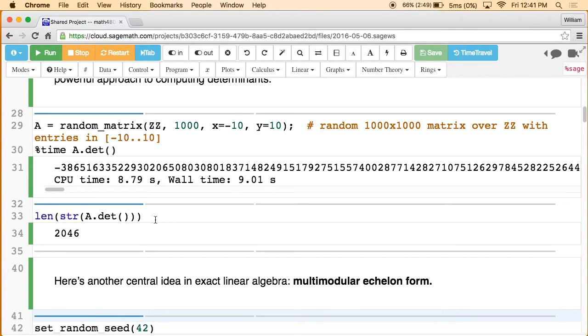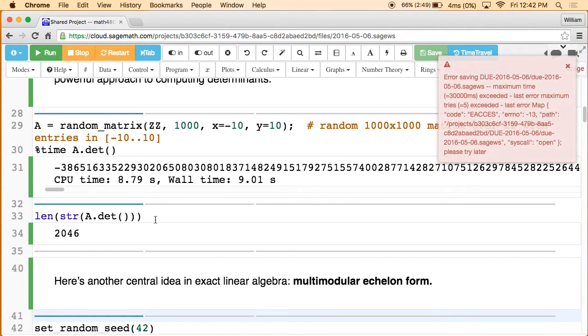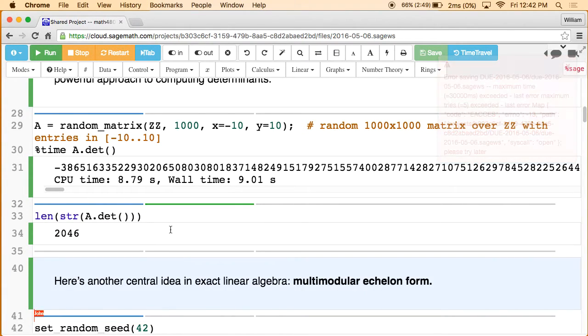Also, clearly, this is not using the algorithm that you're implementing in your homework, right? Because that would take 1,000 factorial steps at least. And 1,000 factorial is really big. Yes? So the determinant of A was cached? Yes.